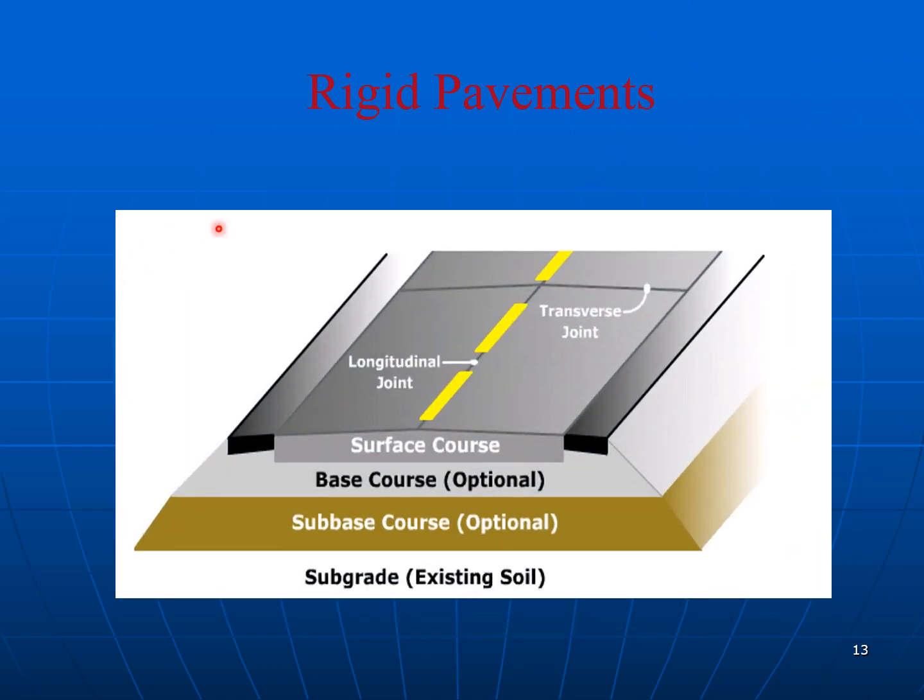Now look at the rigid pavement. In the rigid pavement we have this typical cross section: the subgrade, upon that the subbase, the base, and at the top the surface course, which is made of cement concrete. In the case of flexible pavement we have the asphalt concrete at the top, but in the case of rigid pavement we have the Portland cement concrete at the top as the surfacing.